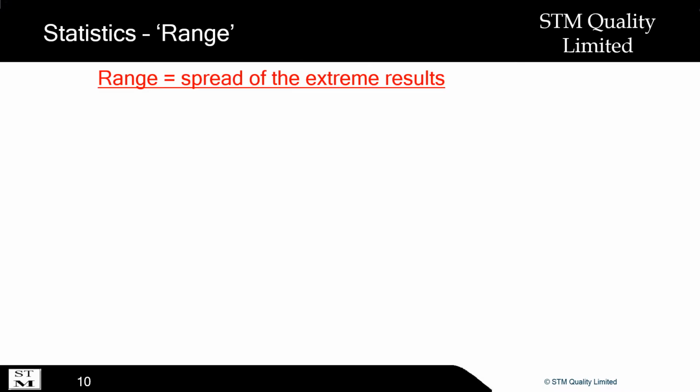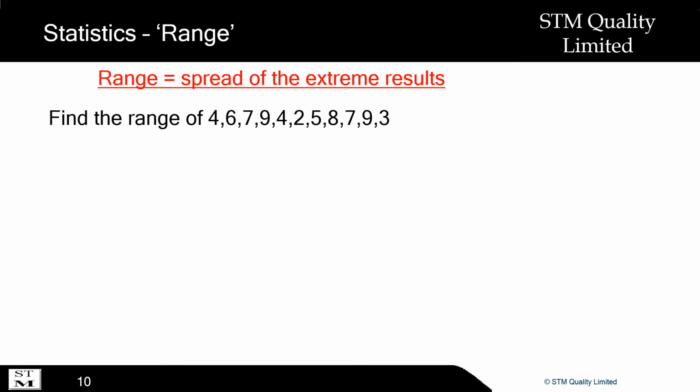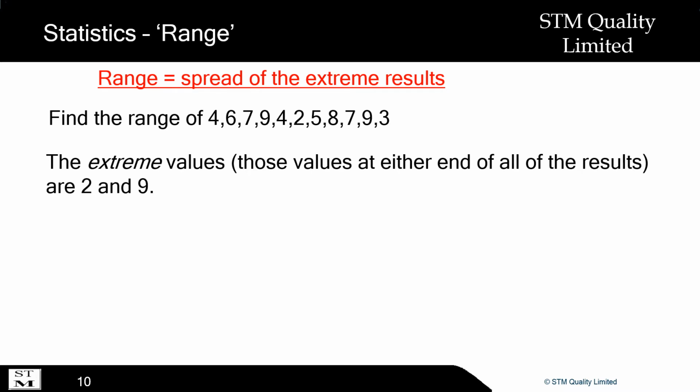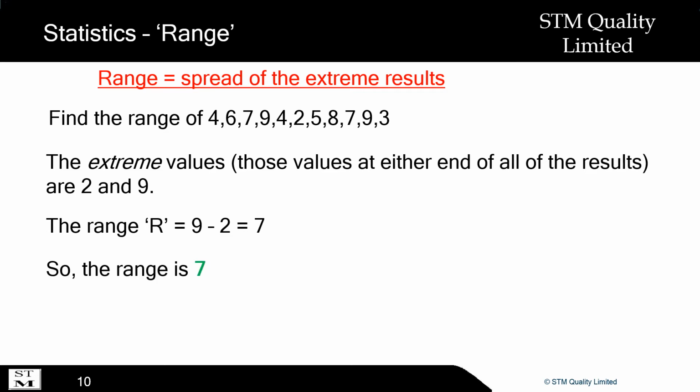Range is equal to the spread of the extreme results. So for this example, find the range of 4, 6, 7, 9, 4, 2, 5, 8, 7, 9 and 3. The extreme values, those values at either end of all the results, are 2 and 9. The range, which we can call R, is equal to 9 minus 2 equals 7. So the range is 7.